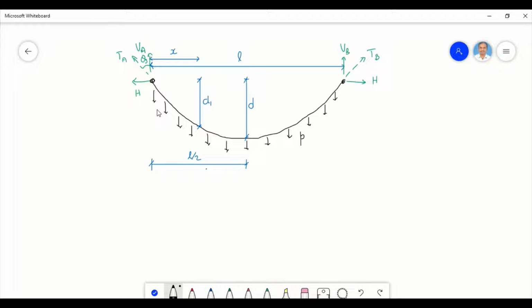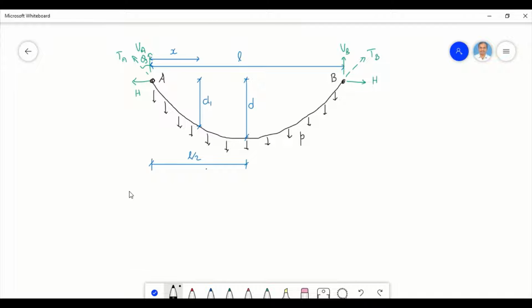So to find that out, we will consider a cable suspended between the points A and B separated by a distance of L. So we call that the span of the cable, L. Since this is symmetric with respect to both the loading as well as the geometry, the maximum dip will occur exactly at half of the span, that is at a distance of L by 2 from the support A.